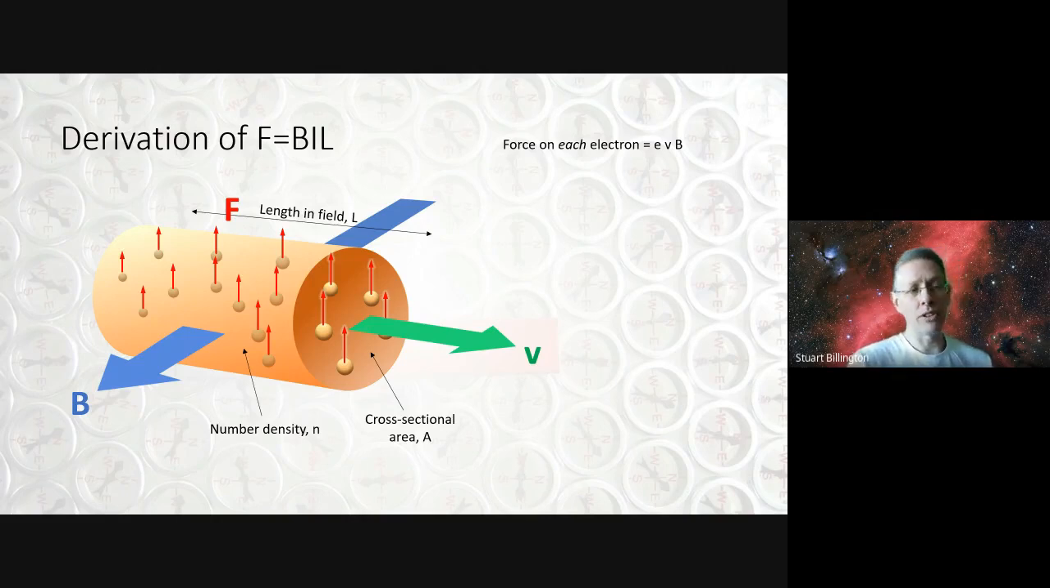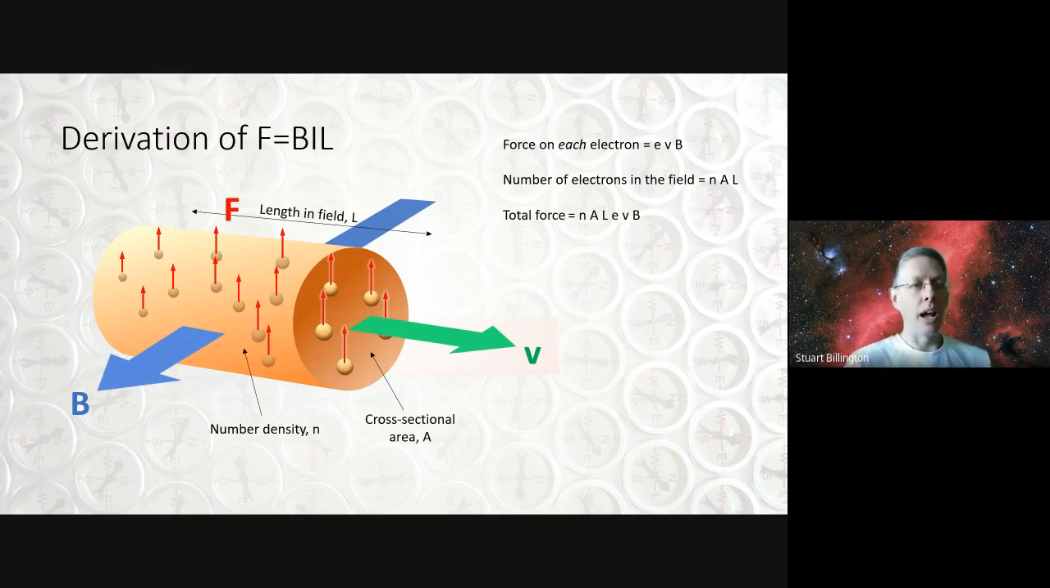Any of the electrons that are in the part of the wire that are not within the B region are not going to experience the force. So the number of electrons that are in the field is the volume of the cylinder, A times L, multiplied by the number density of the electrons inside it. So we just need to multiply the number of electrons by the force on each electron to get the total force, which is a big string of algebraic letters.